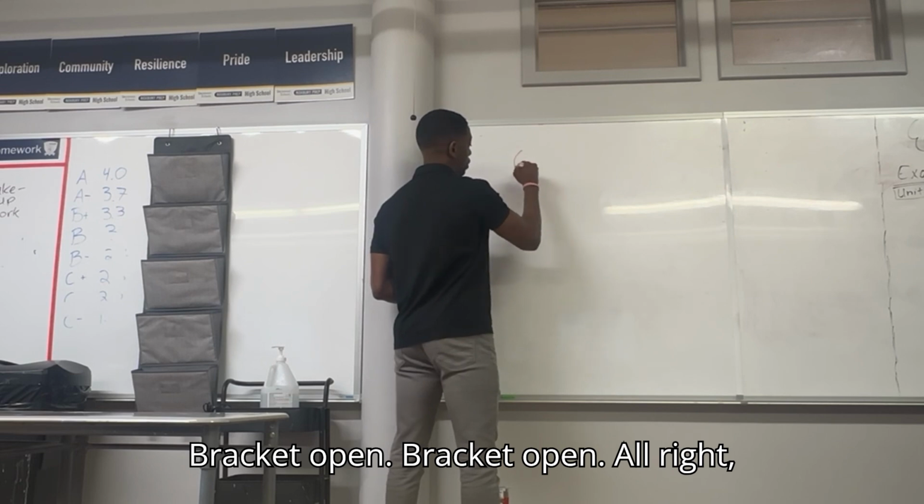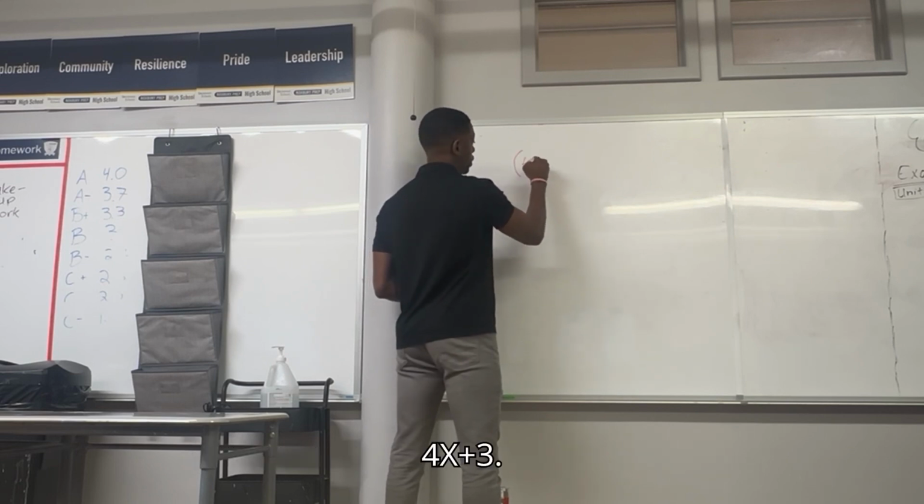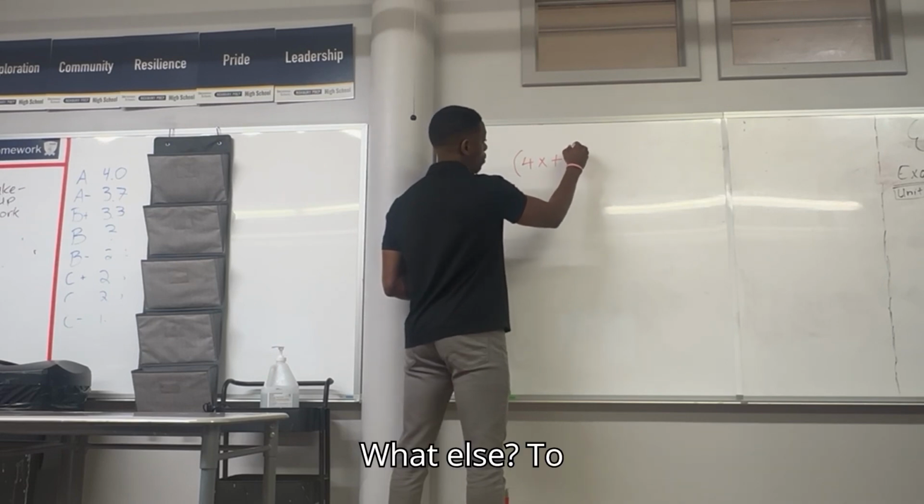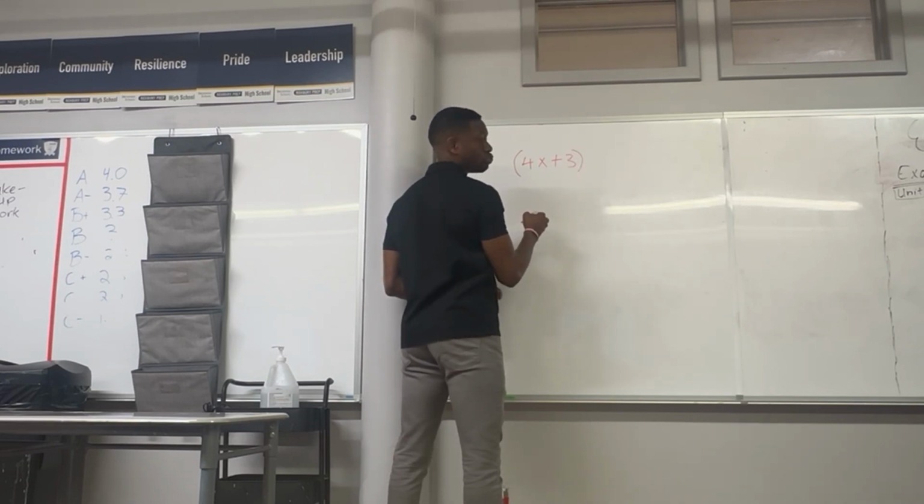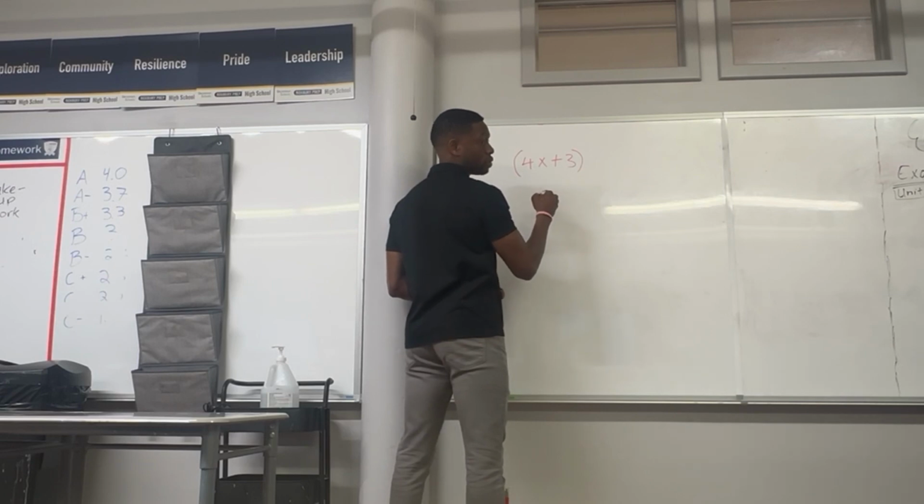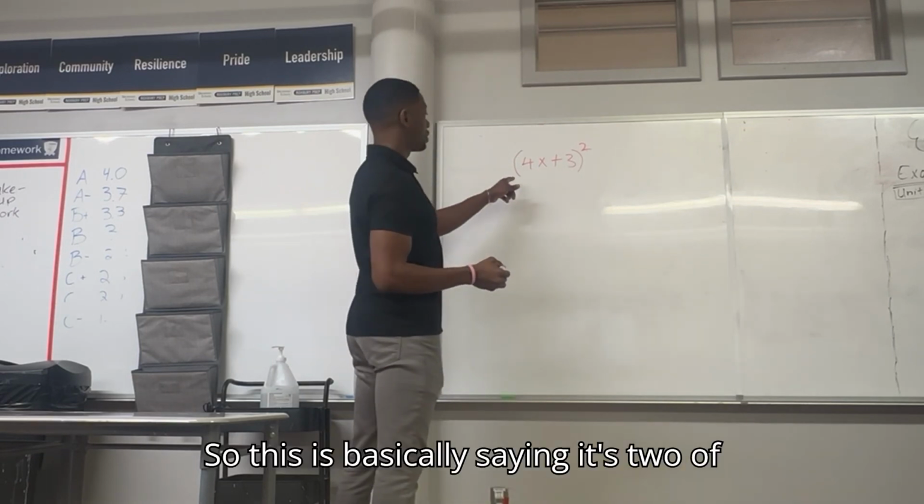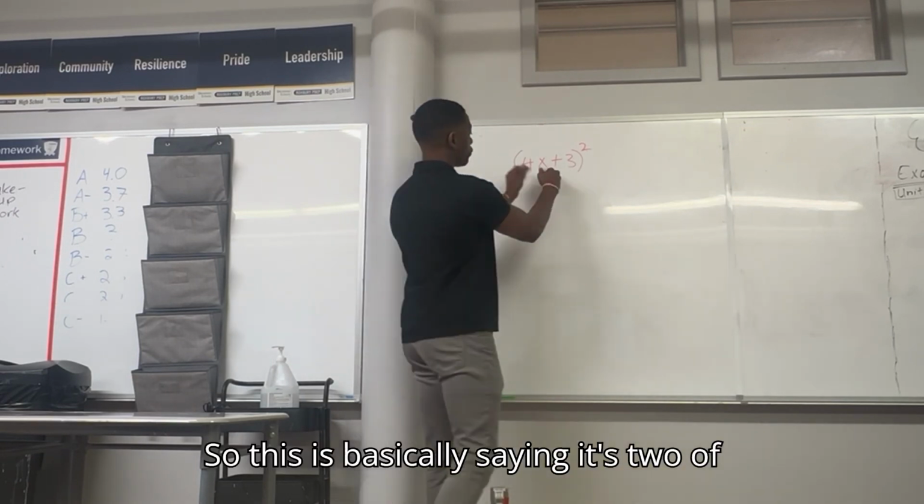Bracket open. All right. 4x plus 3, to the power 2. Perfect. All right. So this is basically saying it's 2 of this.